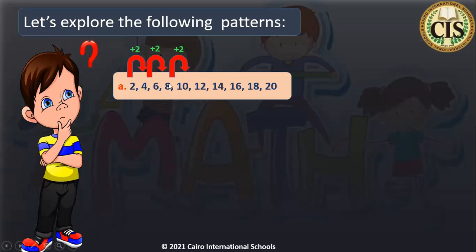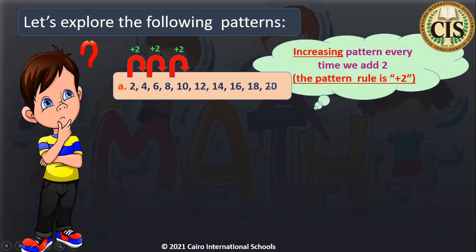So the numbers are getting increased. So each time we are adding what? Adding 2. Okay, fine. Yeah, great, Sama. Each time we skip counting by 2. Great. So this pattern is increasing pattern. Why? Because numbers are getting bigger. They are getting larger. Each time we are adding 2.